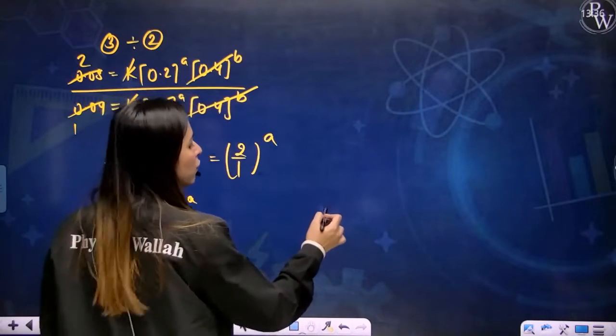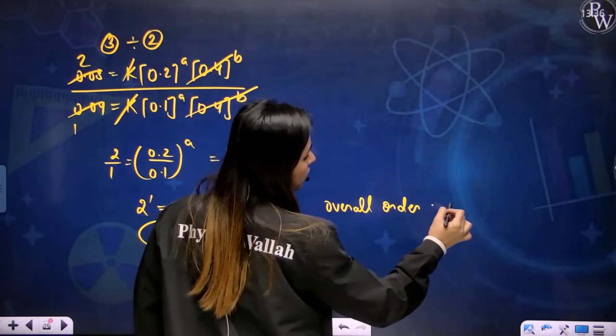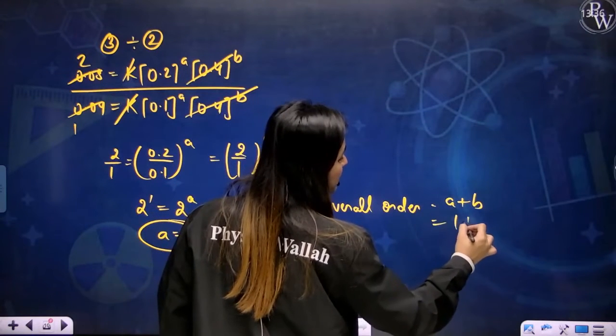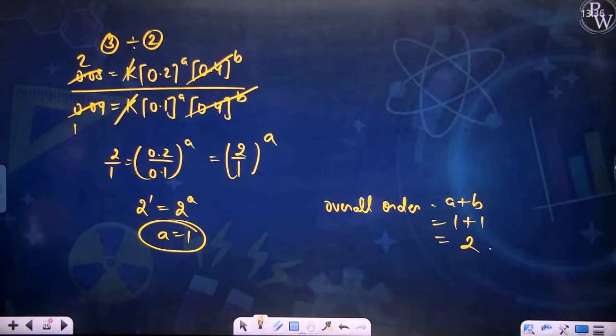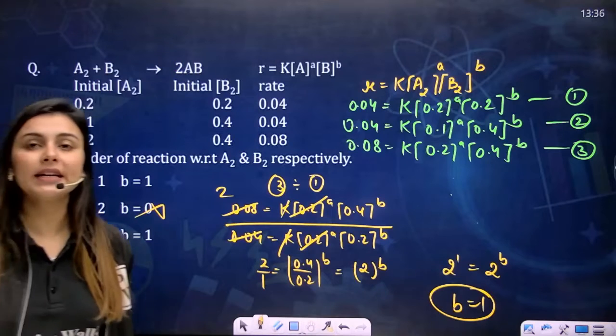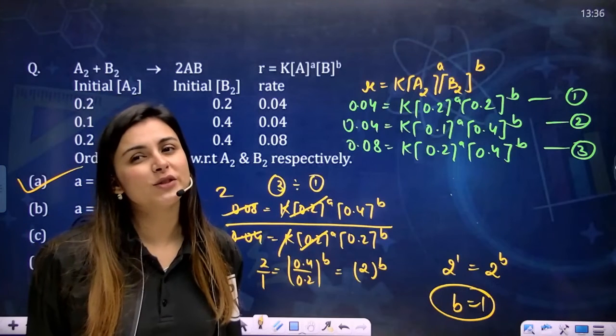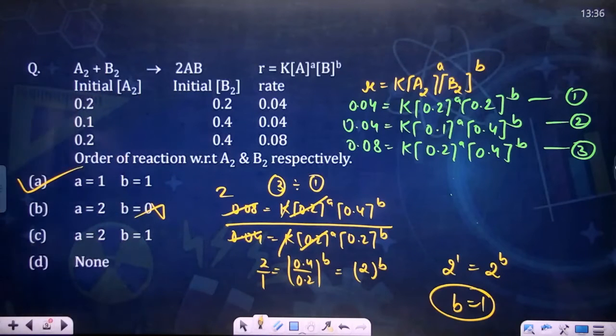And what will be the overall order of the reaction? A plus B, which is 1 plus 1, which is 2. Right? Yes. So let's see which is the correct option. A is 1 and B is 1. So option A will be your correct answer. So this is how you will be solving this types of questions. Okay, perfect. I hope you're clear with this. Perfect, my dear students. Please write it down and then we'll move forward.